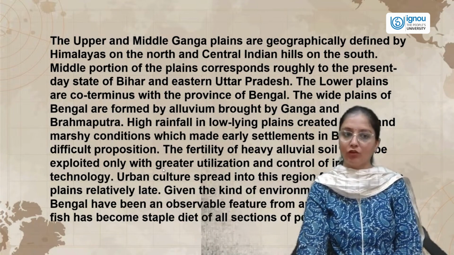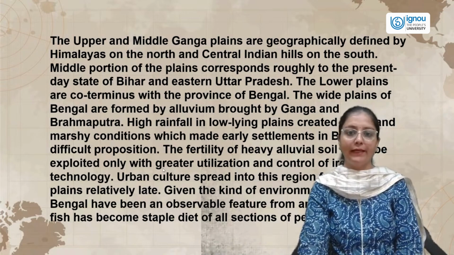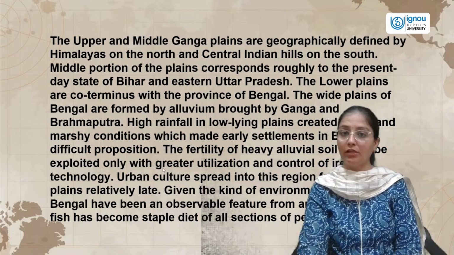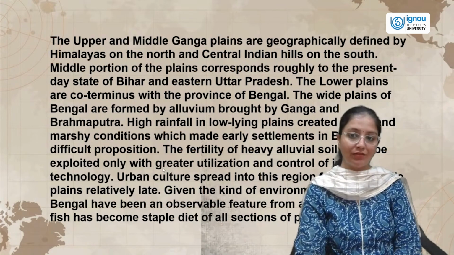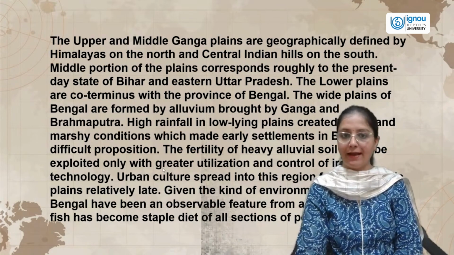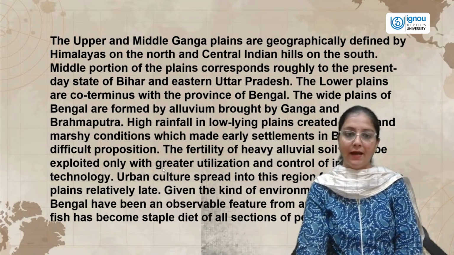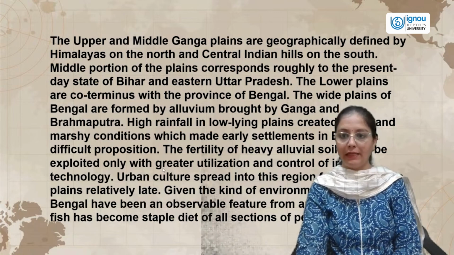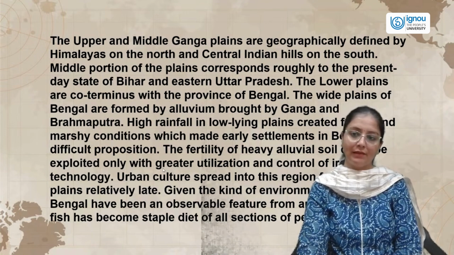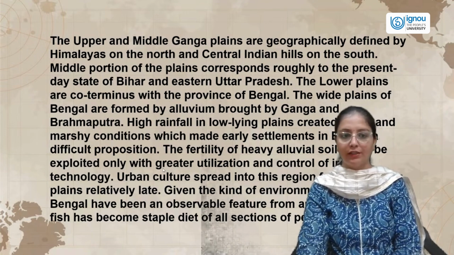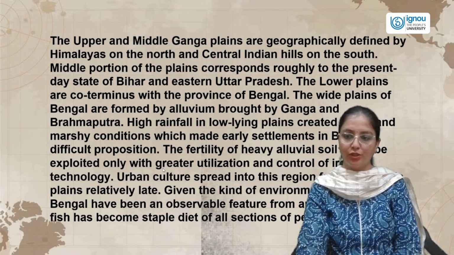The wide plains of Bengal are formed by alluvium brought by Ganga and Brahmaputra. You have listened about the two rivers that are very famous for all of us, Ganga and Brahmaputra. High rainfall in low-lying plains created forest and marshy conditions, which made early settlements in Bengal a difficult proposition.